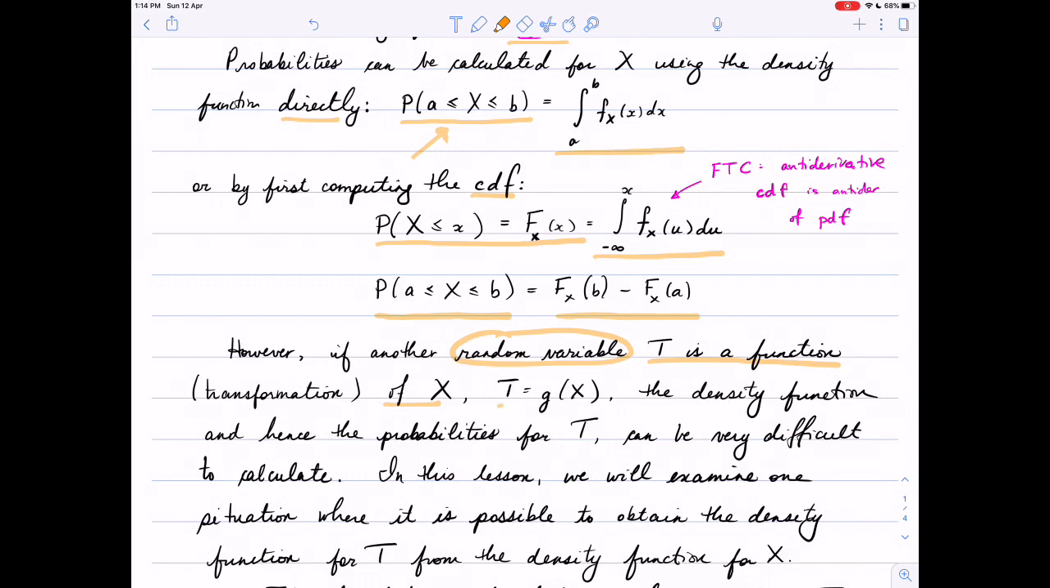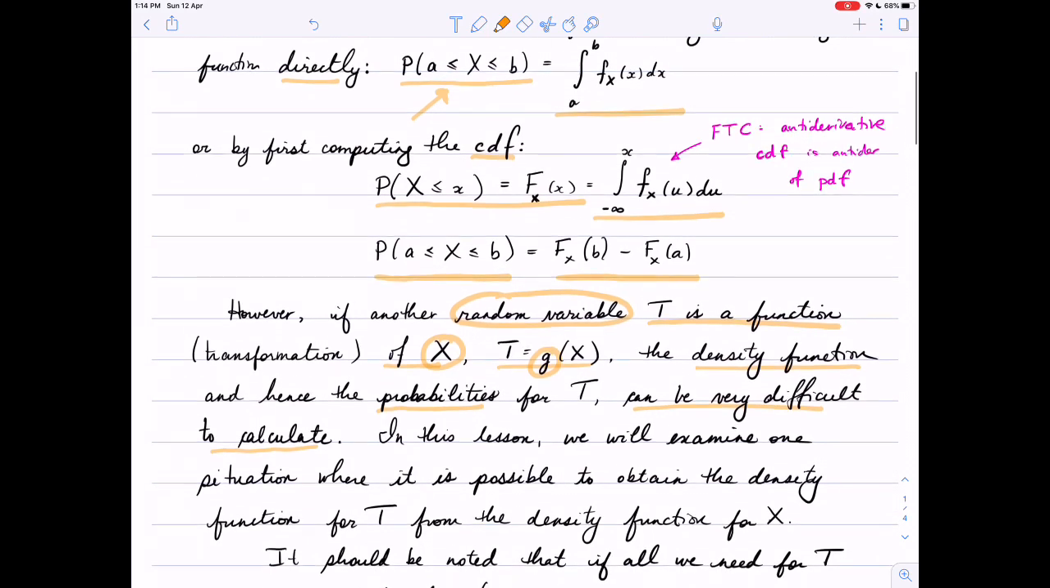So if t is g of x, and t is a random variable, then it also has a density function, and probabilities can be calculated for t. However, if all we know is x and its density function, and we know this function g, that is still not enough to necessarily give us the density function for t. It can be very difficult to calculate the density function and hence probabilities for t.